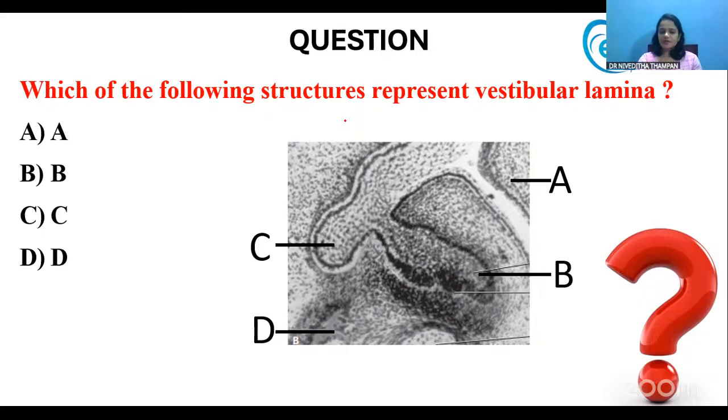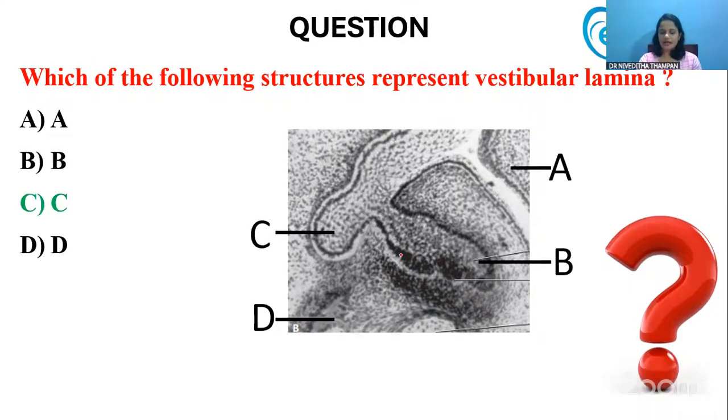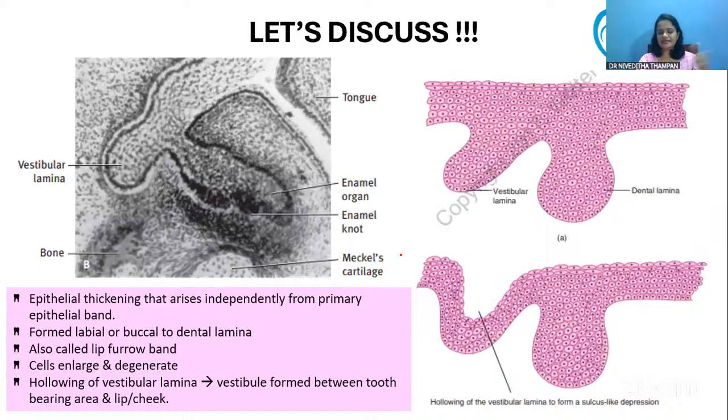Like I had mentioned, the dental lamina is usually seen in the inner or lingual region, and the vestibular lamina is usually seen in the buccal or labial region like this. Some cells in this vestibular region undergo degradation and form the future vestibule of the oral cavity. That leads to hollowing, resulting in a sulcus-like depression. This vestibular lamina is also called the lip furrow band.